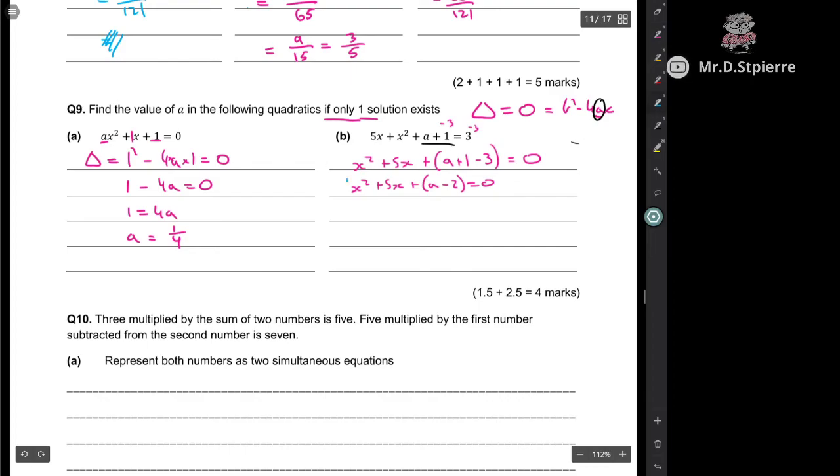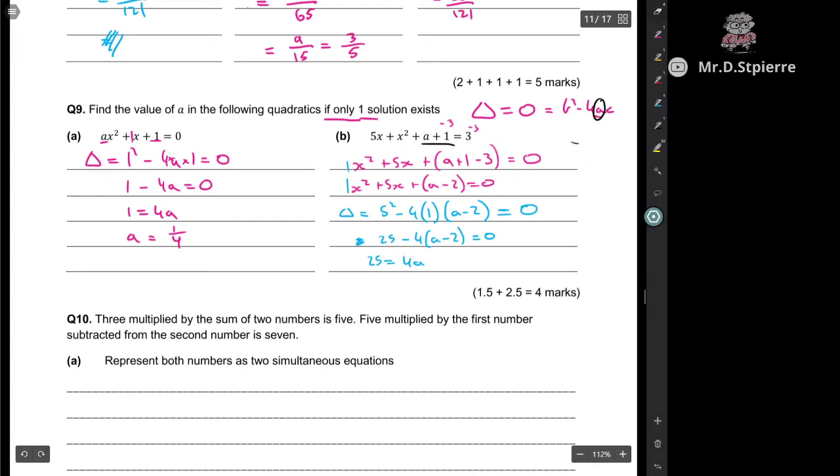So we have a 1 in front of the x squared, so our discriminant is equal to 5 squared take away 4 times 1 times, in this case, A minus 2 as our whole constant at the end. It has no x associated with it, and because we've got one solution, that discriminant must be equal to 0. So we get 25 take away 4 (A minus 2) is equal to 0. So we get 25 is equal to 4(A minus 2).